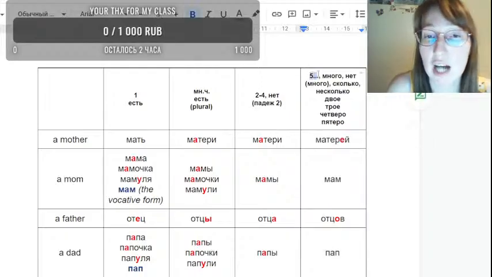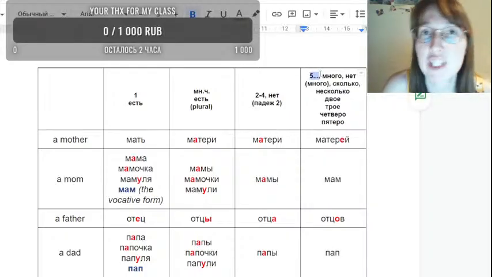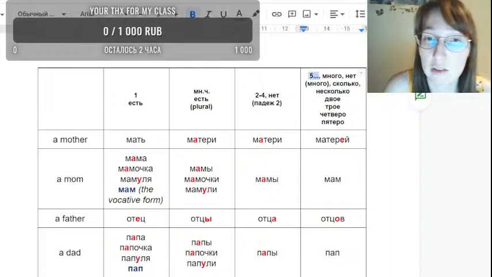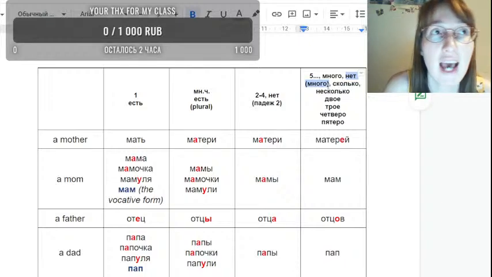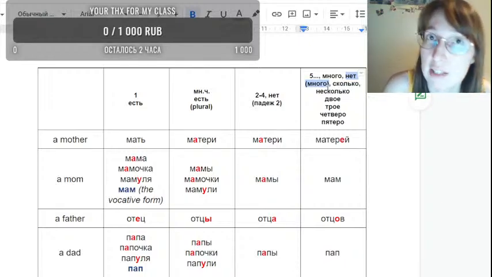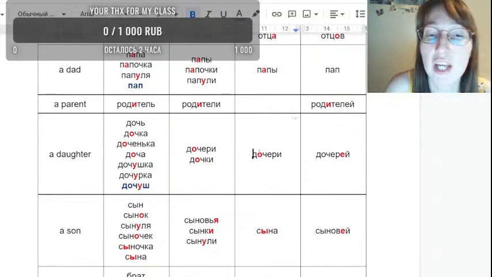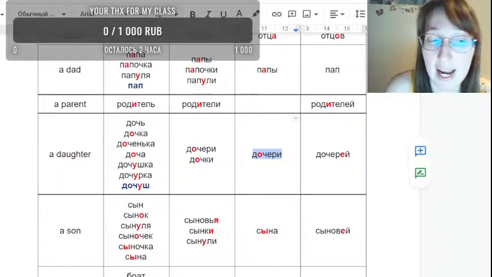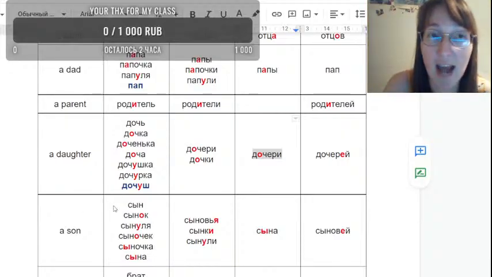I told you about counting 5, 6, 7, etc. I told you that we use the genitive plural. Also, we use the genitive plural when we don't have a lot of something or someone. For example, if I say that I don't have a daughter, and I use a singular form, I say у меня нет дочери. I don't have a daughter. У меня нет дочери.